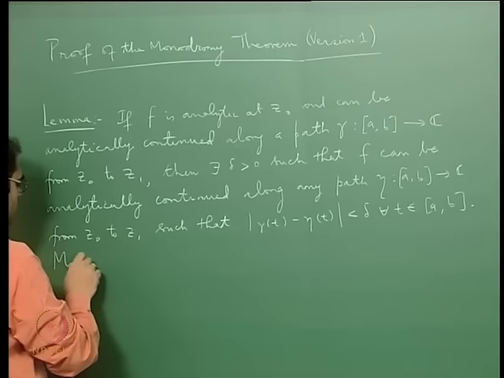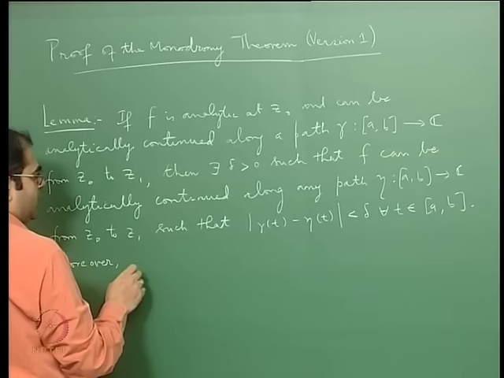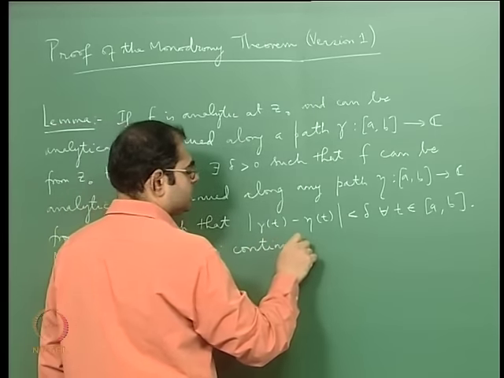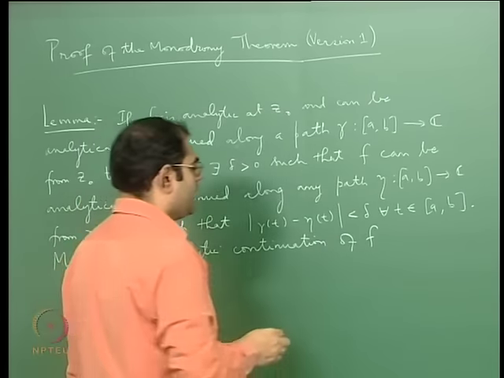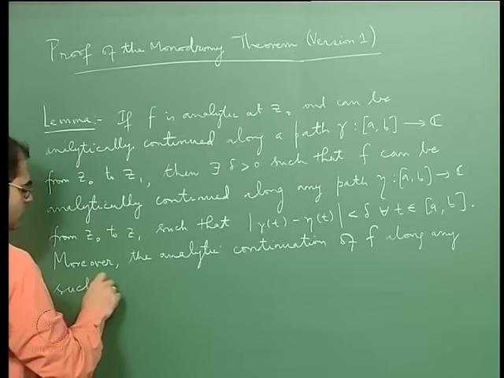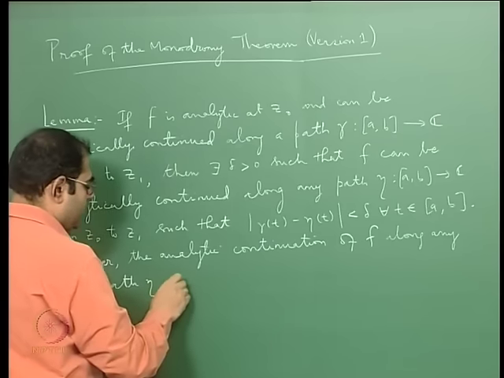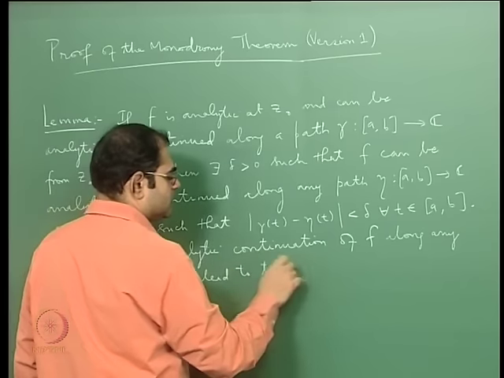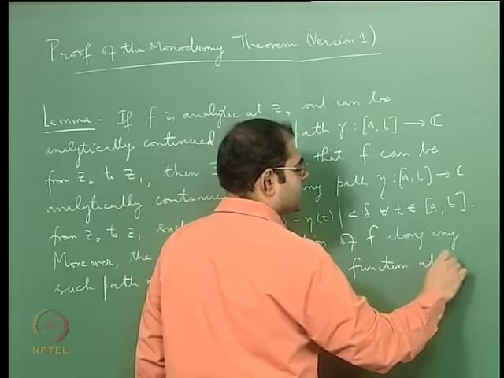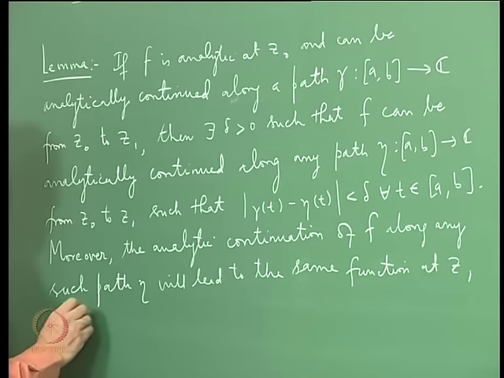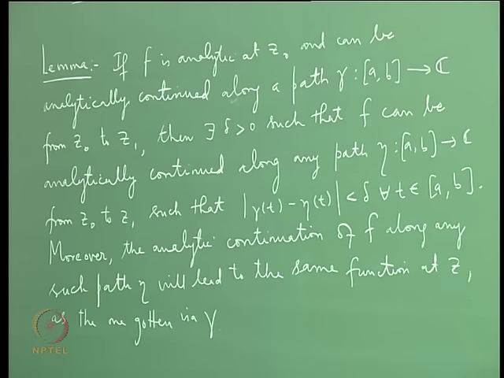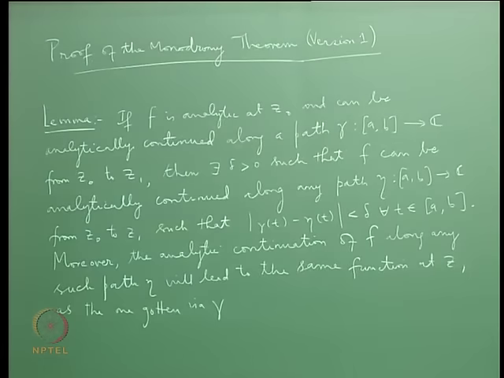Moreover, the analytic continuation of f along any such path eta will lead to the same function at z1 as the one gotten via gamma. Okay.